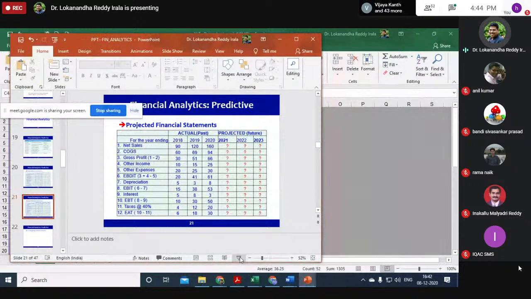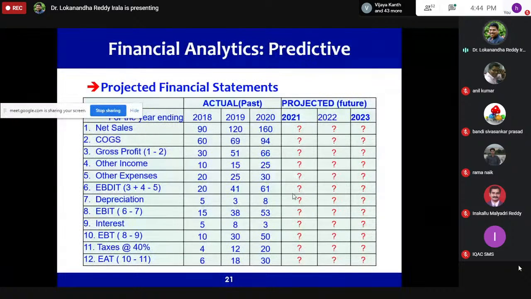Have you seen something like this before? Sitting today, I have the past figures. Based on these, I will have to arrive at what my sales will be in 2021, 2022, and 2023. Based on that, I will also come out with the cost of goods sold in these years, and then the gross profit in these years. So this is part of your projected financial statements.